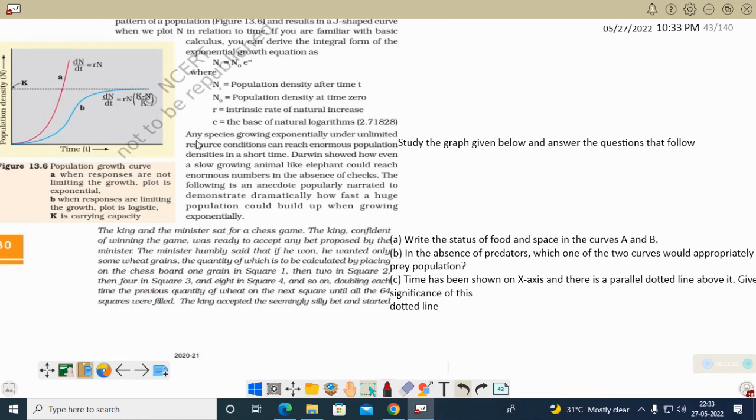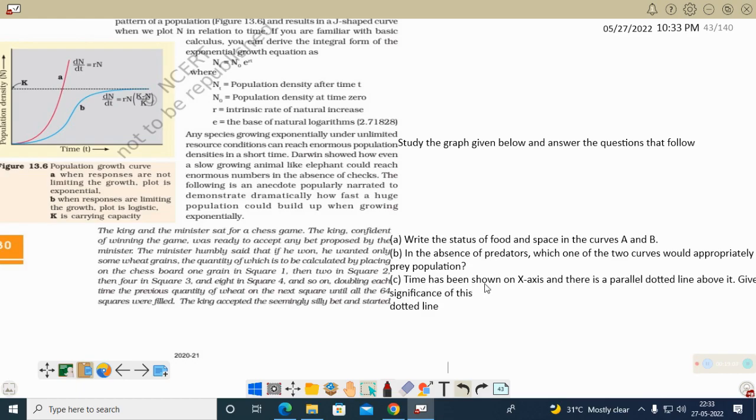So here the answer it should be like this: write the status of food and space in the curve A and B. Food and space in A, it is unlimited, B, it is limited. And in the absence of predator, which one of the two curve would appropriately show the prey population? That is B curve. Because when you are writing B curve, you just give an explanation like, in the absence of predators, prey population will increase and they will undergo intraspecific competition. So they will show the logistic growth.